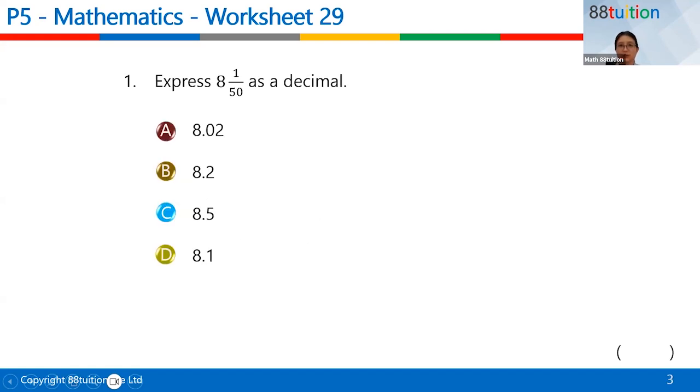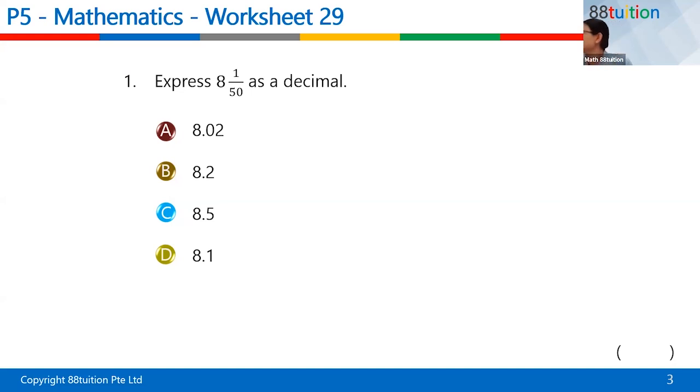Okay. How do we express a fraction as a decimal? There are two ways, right? The P4 way is to make the denominator 10, 100, or 1000, because if it's easy for you to do that, then do it. It's not very restrictive. Oh, because you are P5 now, you cannot use the P4 method? No such thing, right? You can always still use the P4 method for some questions.